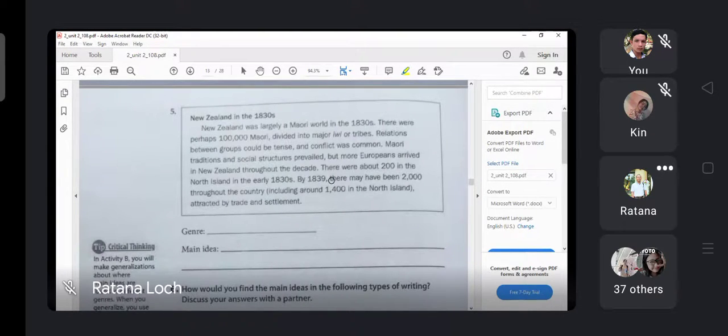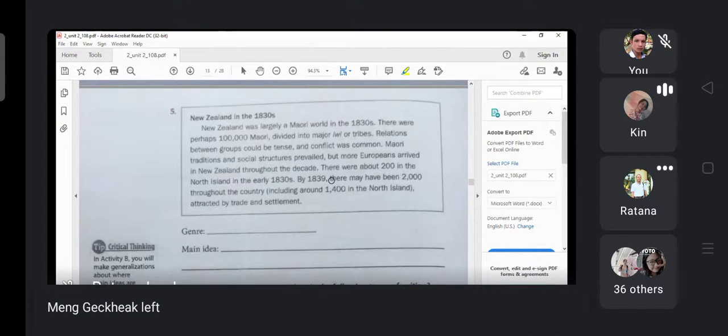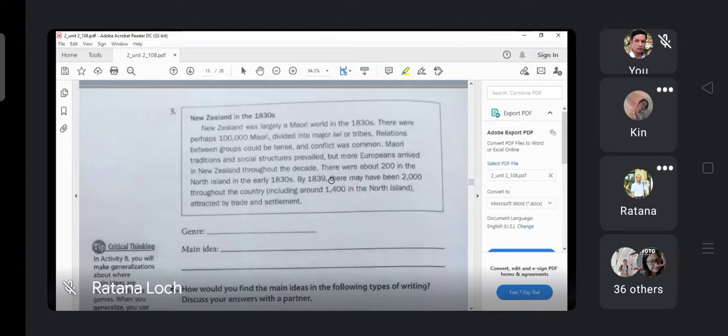Anyone can give the answer here? General. New article, right? Yes, correct. New article. And what is the main idea? The main idea is about talking about New Zealand in the 1830s. Yes, that's correct.